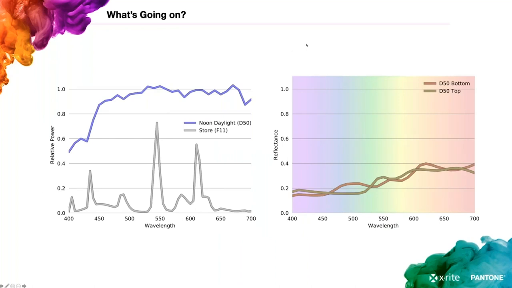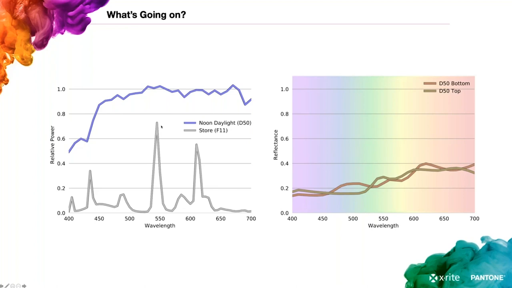It's going to get a little technical here, and I'll try to do my best to explain it. So what's going on? Why does this happen? If we look at the graph on the left here, we're looking at the relative power distributions of two light sources. One is noon daylight D50, and the other is store, which is F11. D50, as you can see, this top bluish line, is relatively spectrally flat when you compare it to F11, which is very spiky. There's a spike here in the violet region, there's a spike in the green region, and there's a spike in the red region.